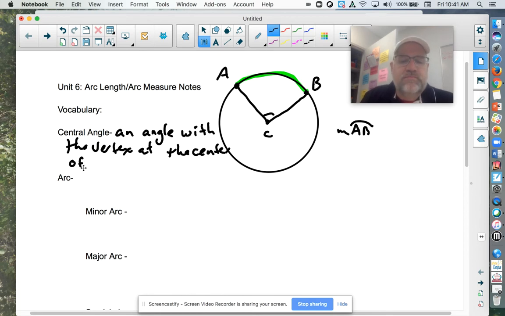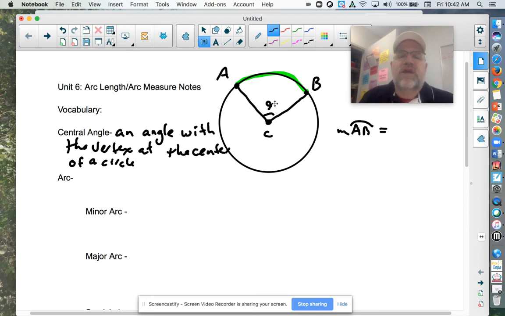The center of a circle. In this case, you can see it's point C. This point C is the center of the circle. It's also the vertex of the angle. And one thing I want you to realize is that the central angle measure and the arc measure are the same. They're congruent. So if this central angle measure looks to be a little more than 90, let's call it 95.